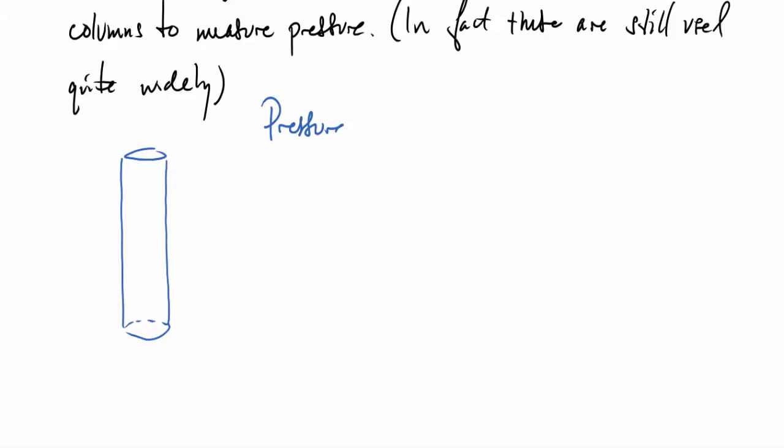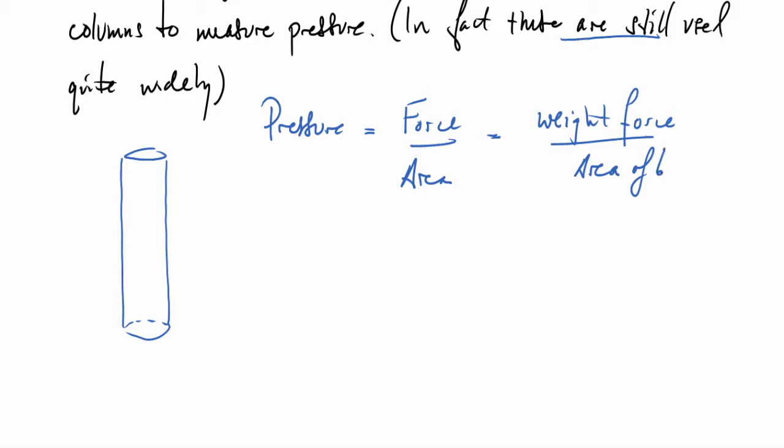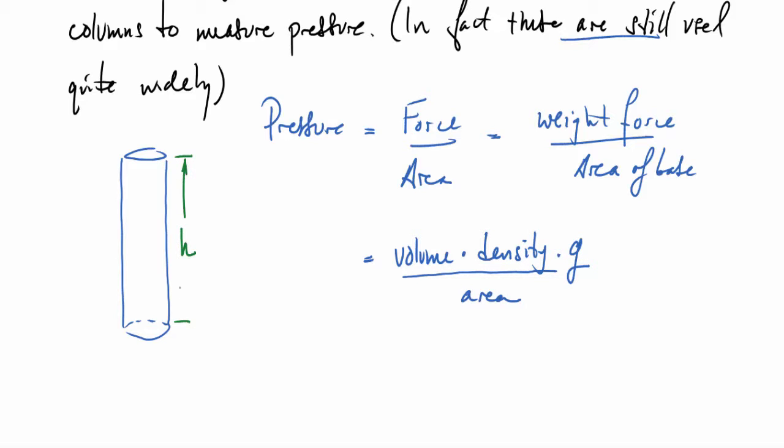So here we have a column of fluid. It could be gas or liquid. In any case, the pressure on the base is equal to the force, the weight force of that fluid, divided by the area of the base. So that's going to be the volume of that cylinder, multiplied by the density, multiplied by gravity.